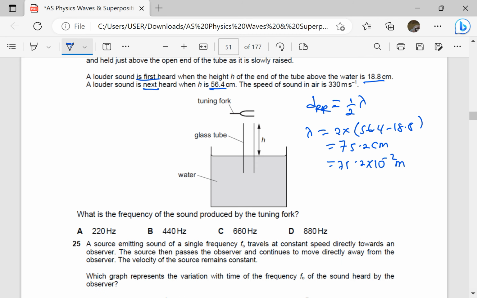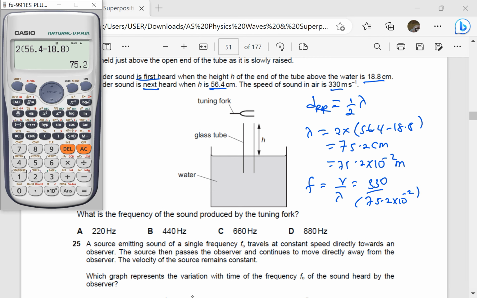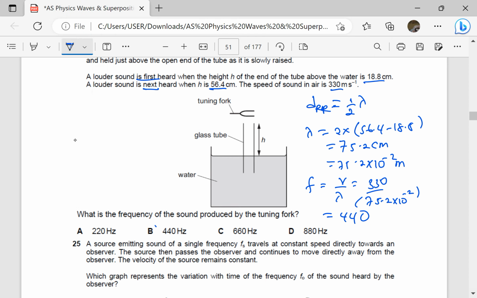Now we want to find the frequency. Frequency is going to be the speed over wavelength, and they gave us the speed. That is 330 divided by 75.2 times 10 power negative 2. So this is giving us 438.8, which is approximately 440. So the answer is going to be B.